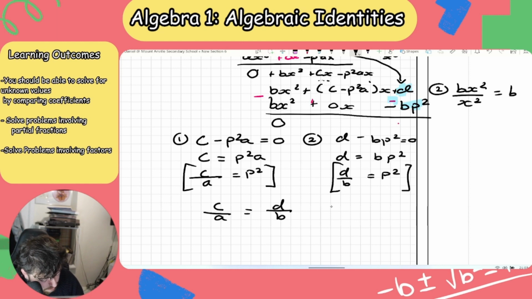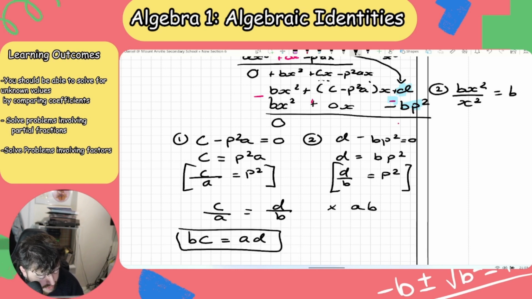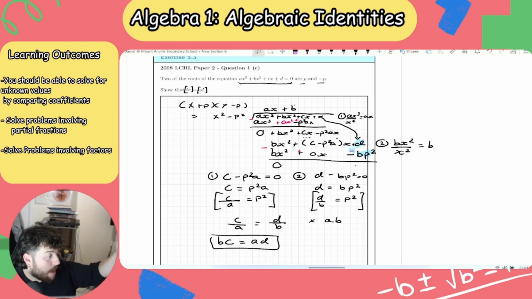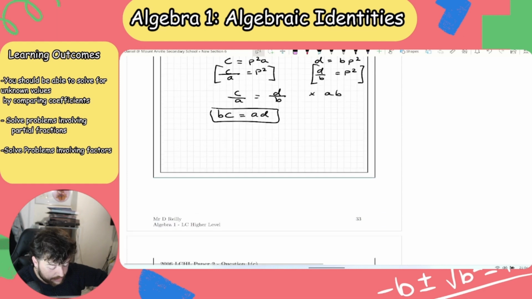I'm going to cross multiply, so I'm going to multiply across by ab, and then I'm going to have bc is equal to ad, and that was what they were asking me initially. So bada boom, bada bing. I've done it out there, and that's how you can do it with division. I think it's easier this way to multiply by a missing factor, but you could try that one for yourselves.